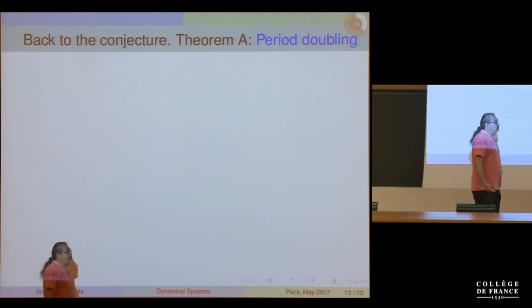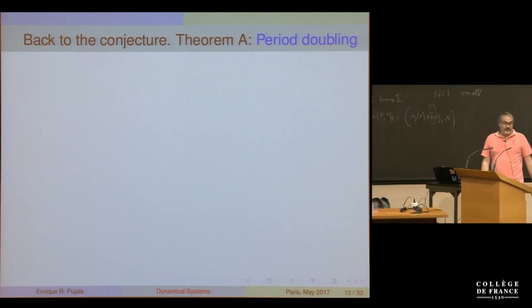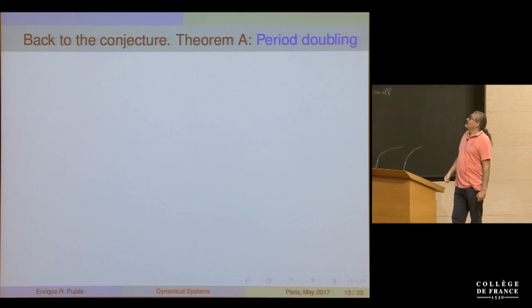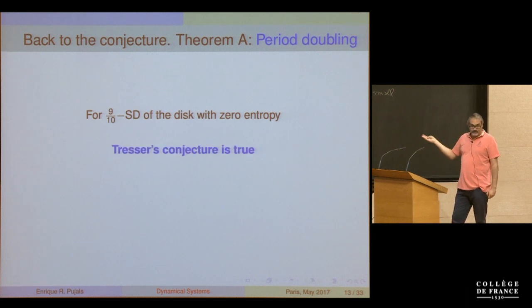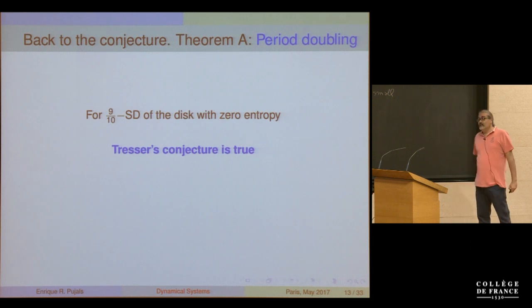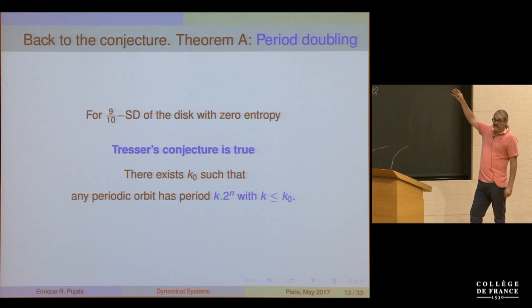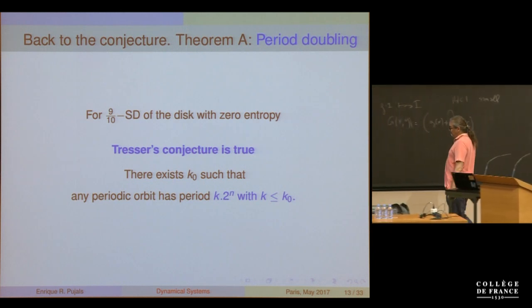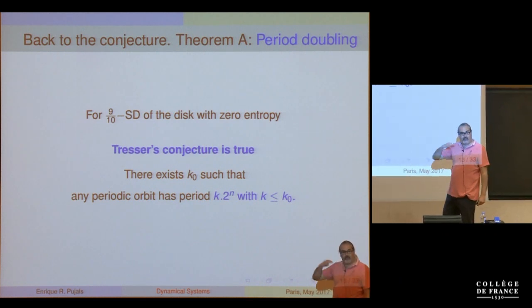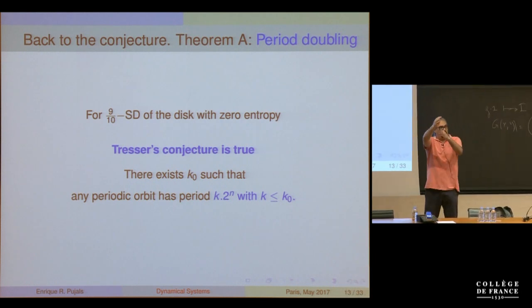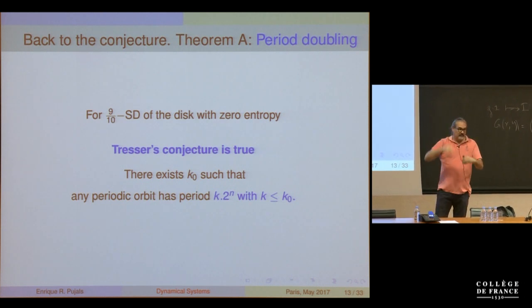So let's go back to the conjecture and see what we can prove in this universe. From now on, we consider strong dissipative diffeomorphisms, C^{1+delta}, with this 9/10 condition, and zero entropy. Then the conjecture of Tresser is true. This is the first result. Again, just to remind, there exists this K0, such that whatever periodic points you have, they have period K multiplied by 2 to the n, with this K bounded. And they also have the forcing property. So if you have a periodic point with period K times 2 to the n, then you have the lower ones, K times 2 to the m. So the K you have to keep.